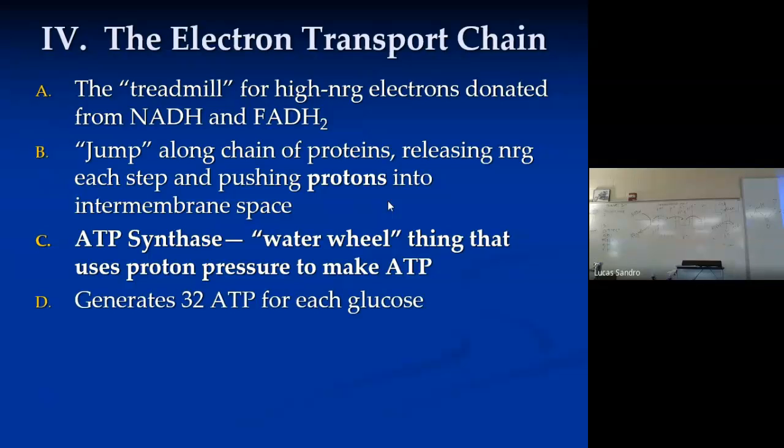I keep saying a buttload. Well, it turns out a buttload is roughly 32 ATP per glucose. Keep in mind that we got 2 from glycolysis, 2 ATP from the Krebs cycle. Now we're getting 32 out of the electron transport chain. So clearly, this is your big energy producer.